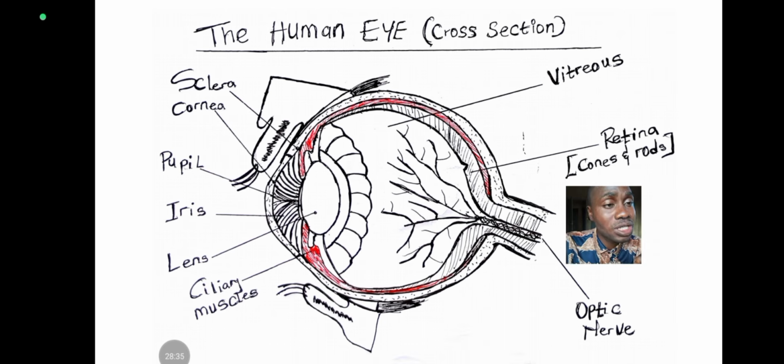It ensures that the pressure in the front part of the eye is kept steady and moderate. It's not high, it's not low. It's within the normal range, to prevent high intraocular pressure.